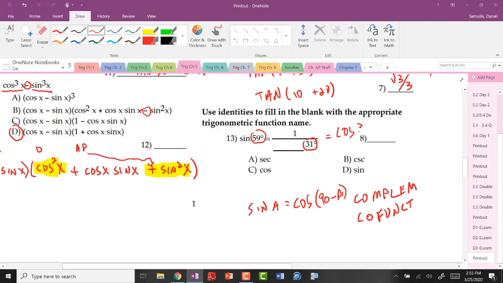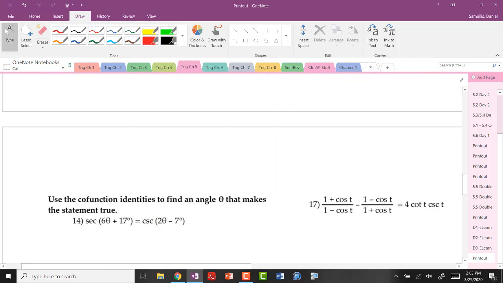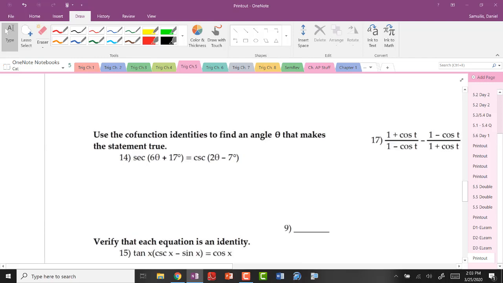cosine of 31, but what's this 1 over? Well, what's cosine equal to? 1 over what? And the answer is secant. So they did a double identity on you there. The cofunction complement idea, and then cosine of 31 is 1 over secant, and so on. All right, and then the same thing with this.